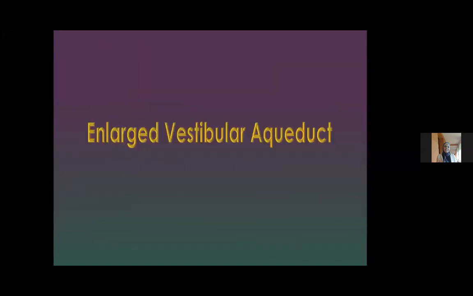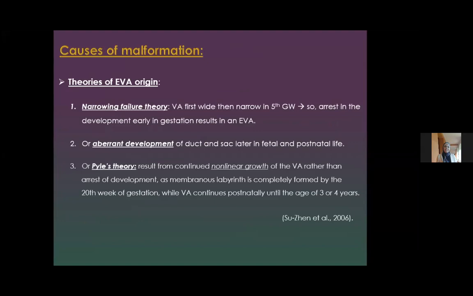Enlarged vestibular aqueduct. Causes of malformation: what will cause an enlarged aqueduct? As mentioned, the mesoderm does not tightly encapsulate the membranous labyrinth until the 5th week of gestation. So a stop of development before the 5th week leads to persistence of a widened bony labyrinth. This is the narrowing failure theory: the vestibular aqueduct is first wide, then narrows by the 5th week of gestation. Arrest of development leads to EVA.